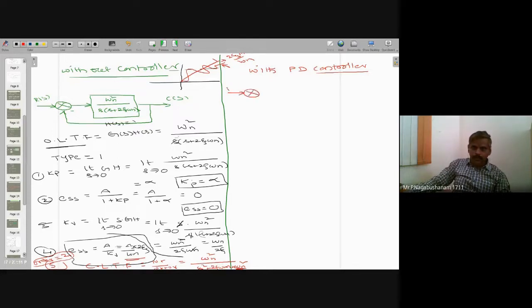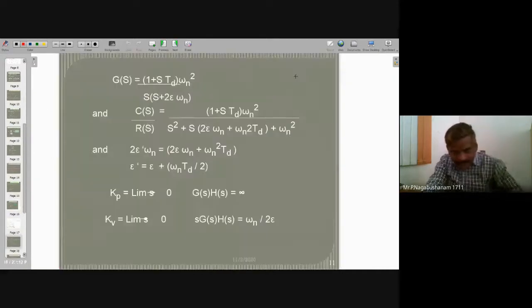This is the input R(s). I'm going to consider that PD controller. This is the second order system. Then it is C(s). Signal direction is important.